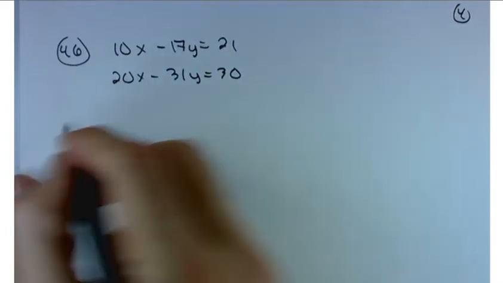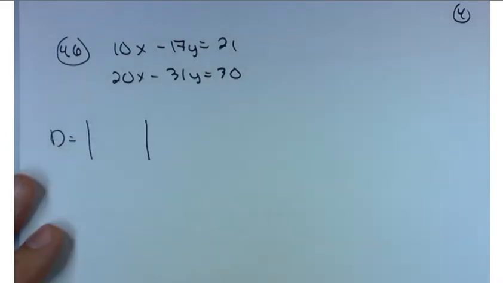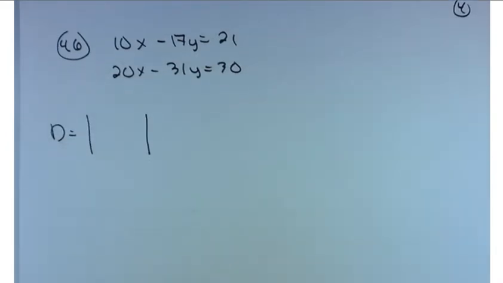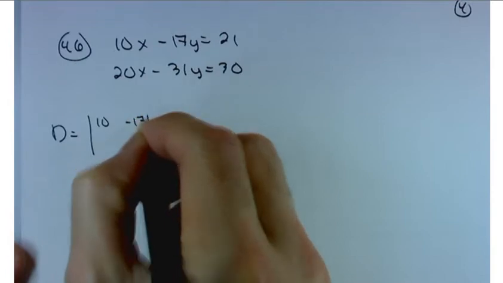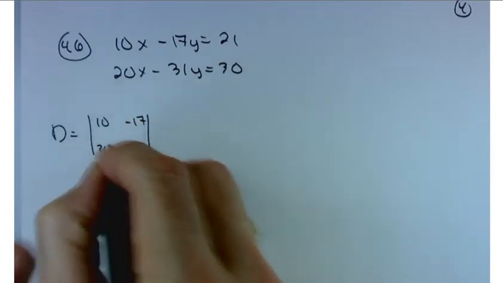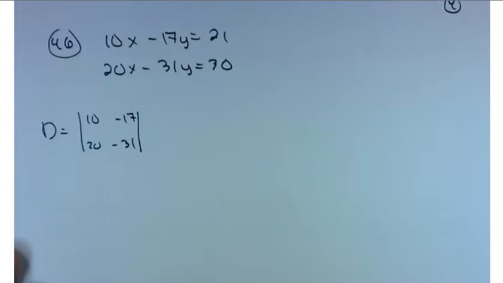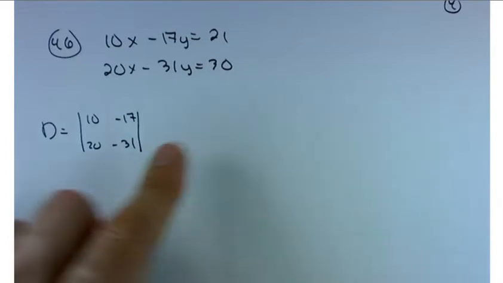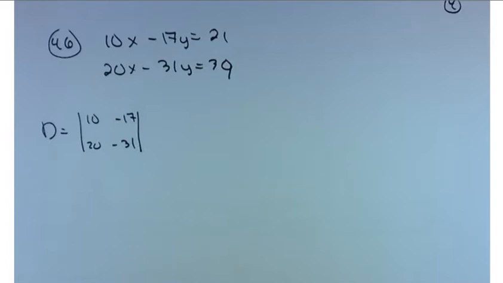For Cramer's rule, we need a couple determinants. I'm going to start with the matrix of coefficients. So that's going to be 10, -17, 20, and -31. It's actually 39. Is it 39? Did I copy it wrong? Oh, 39 on the right-hand side. All right, 39 here. Whew, cool.